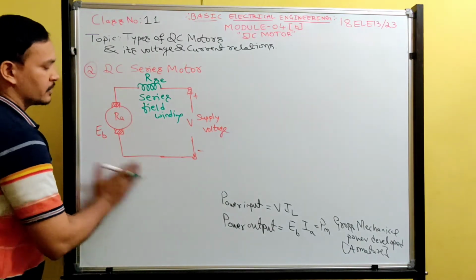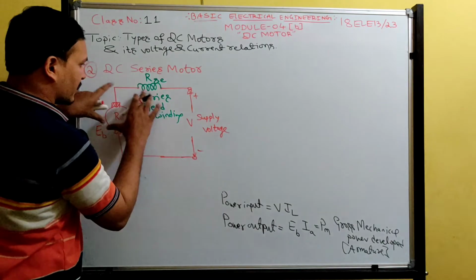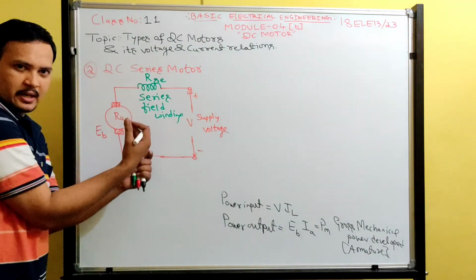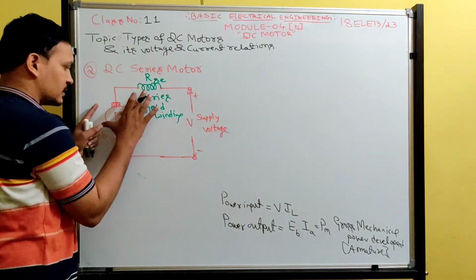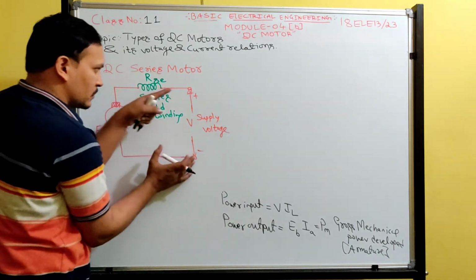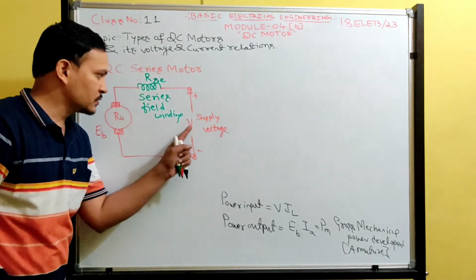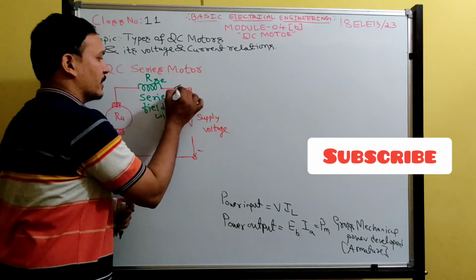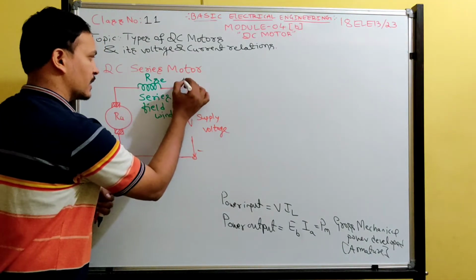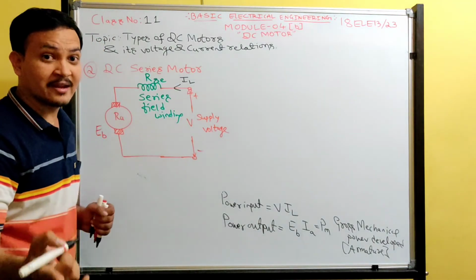Now, what is the current? This motor is connected to the supply, so it is going to receive current. Once this entire motor, armature and series field winding, is connected to the supply, it becomes a closed circuit across some voltage. This voltage source will drive the current, but that current is received by the motor. So that current is IL. What is IL? Load current or line current?